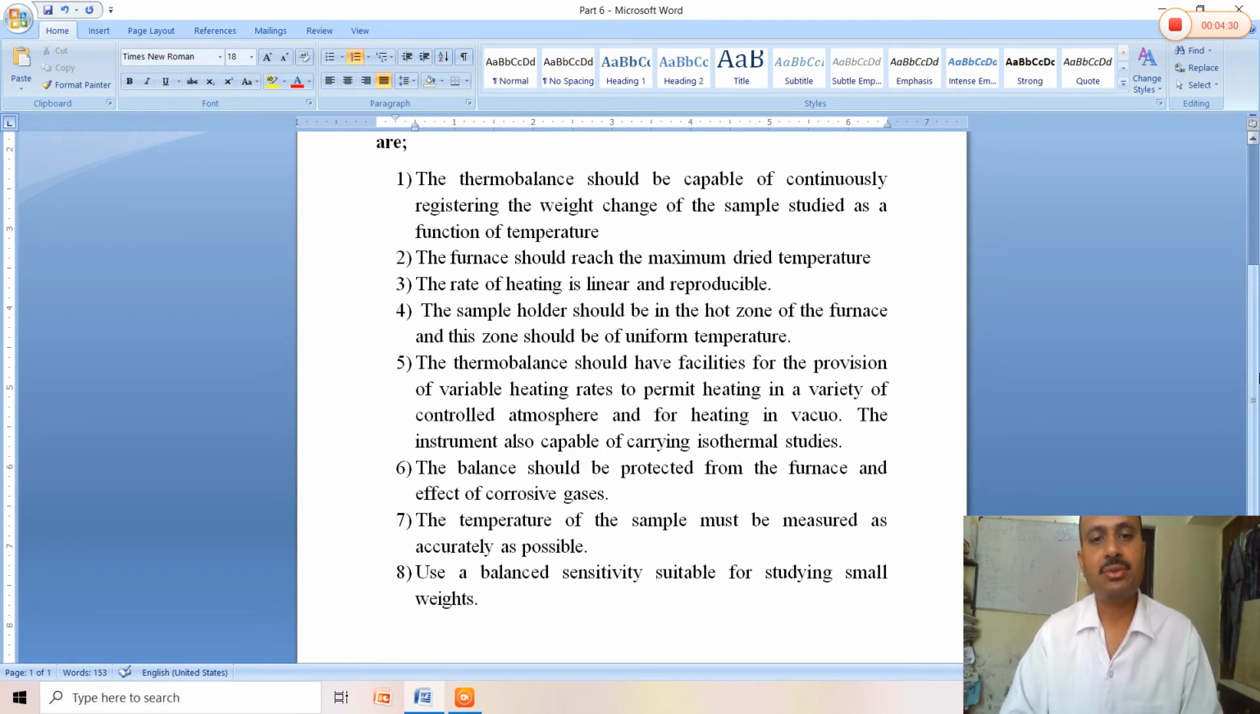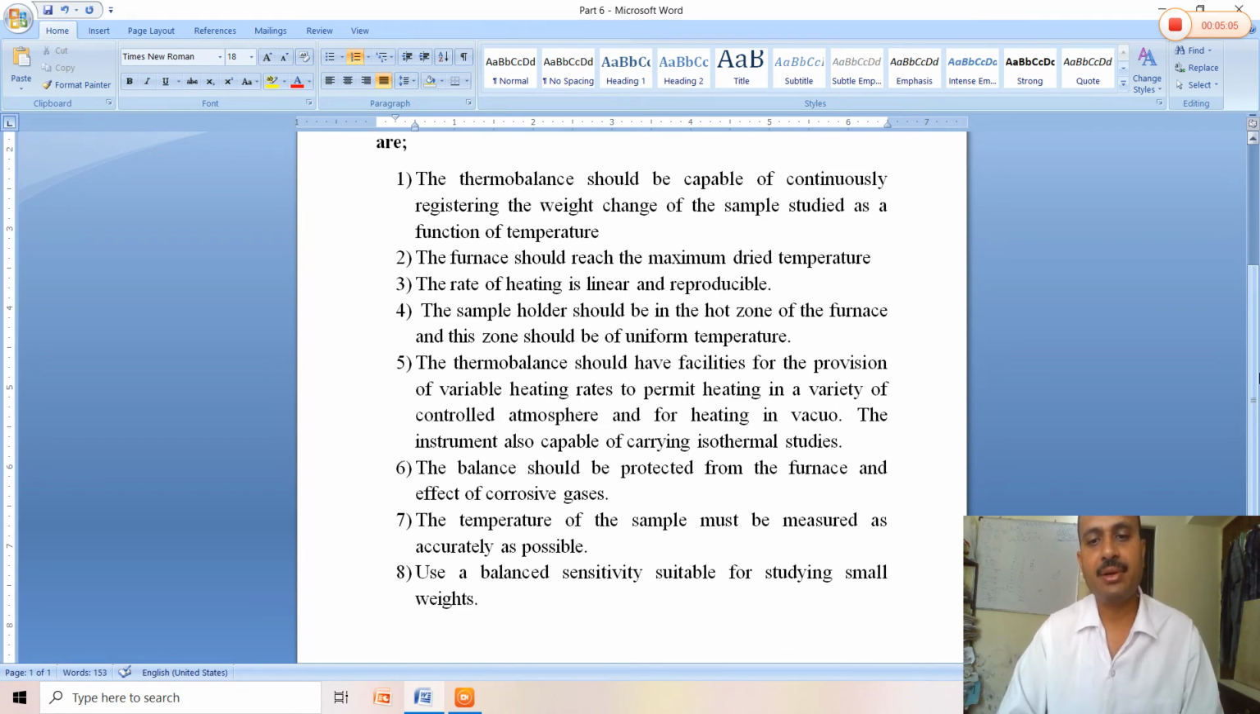Next one is that the balance should be protected from the furnace and the effect of corrosive gases. The thermobalance should be protected from the heating effect of the furnace. Whatever heating effect is observed through the furnace should be nullified on the balance. And corrosive gases, such as carbon dioxide and nitrogen dioxide, may be evolved in the process of thermogravimetry. The bad effect or side effect of the corrosive gases should not occur on the thermobalance.